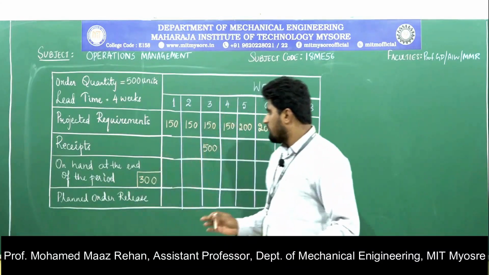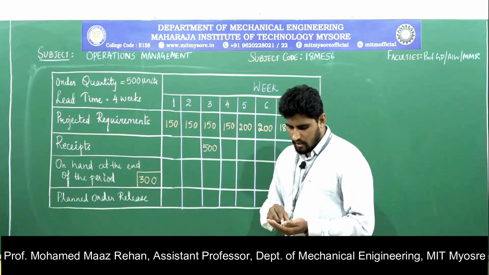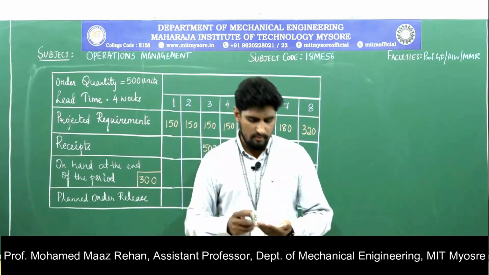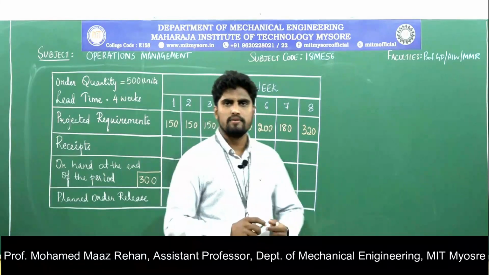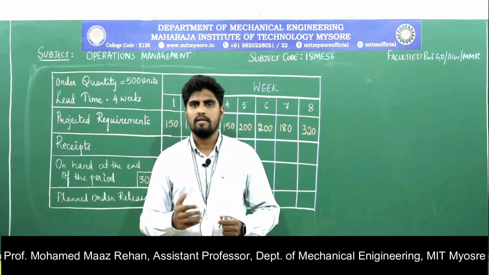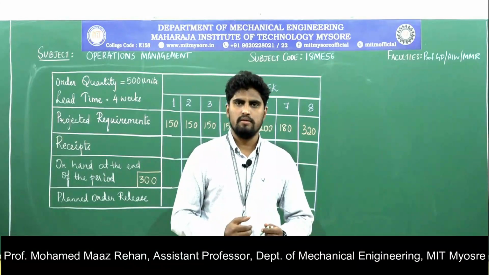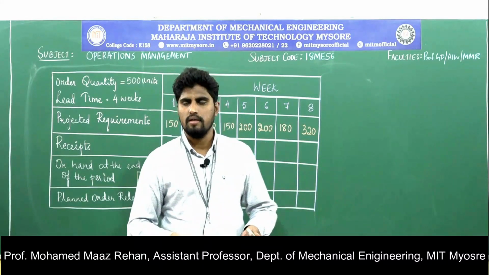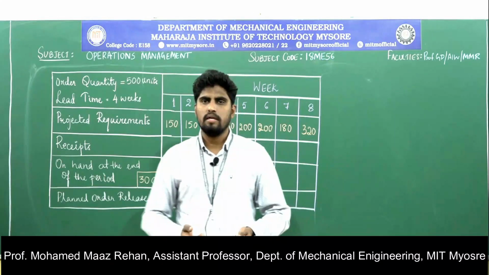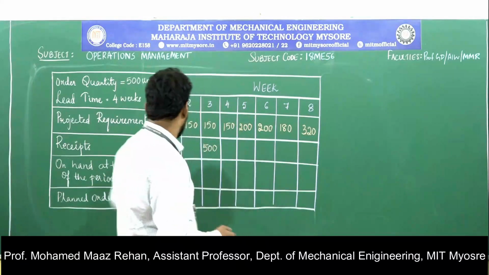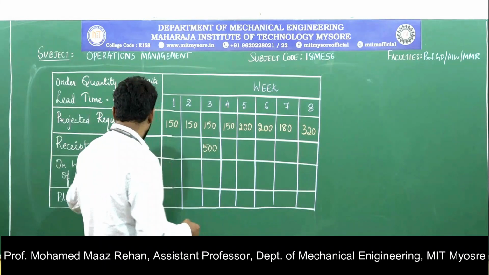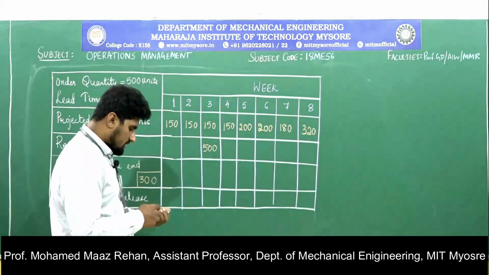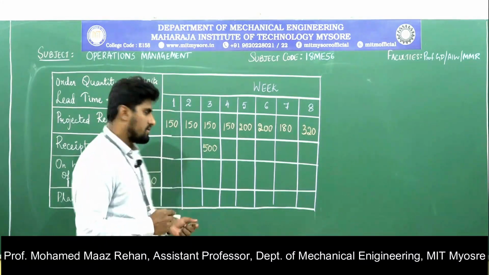Planned order release, we shall solve it. How exactly to solve this type of problem? In similar lines we need to solve it, but in this problem they have not given any safety stock. You can have an inventory of zero levels also. If you don't have any inventory, it is not a problem. So how to solve this problem? On hand you have 300 units, correct?